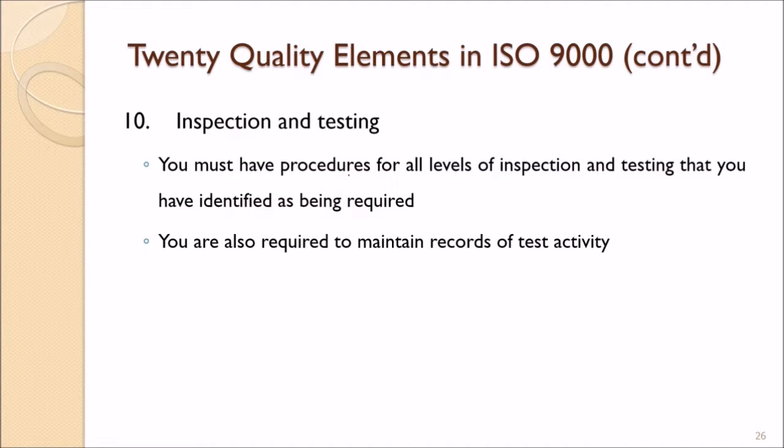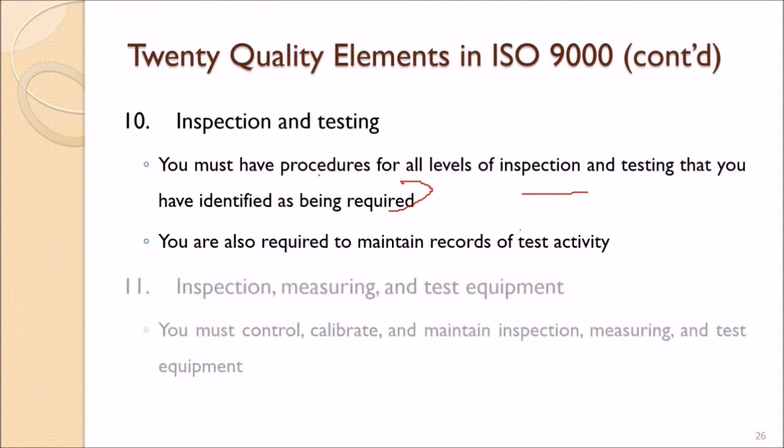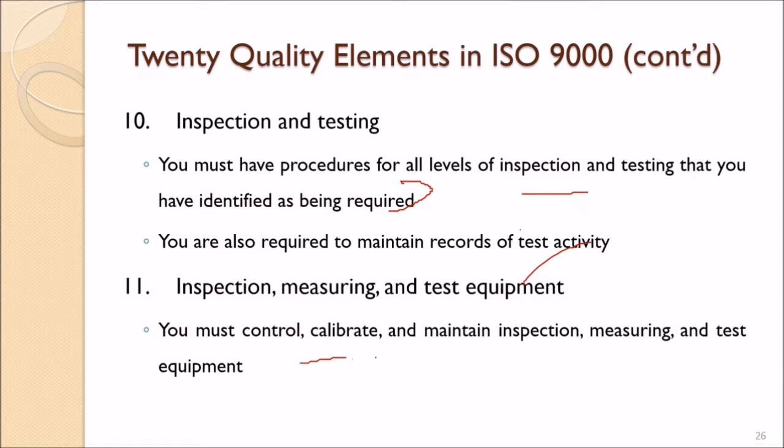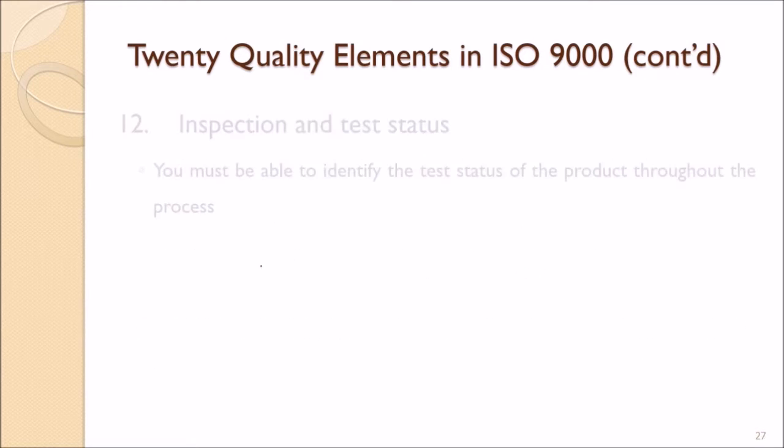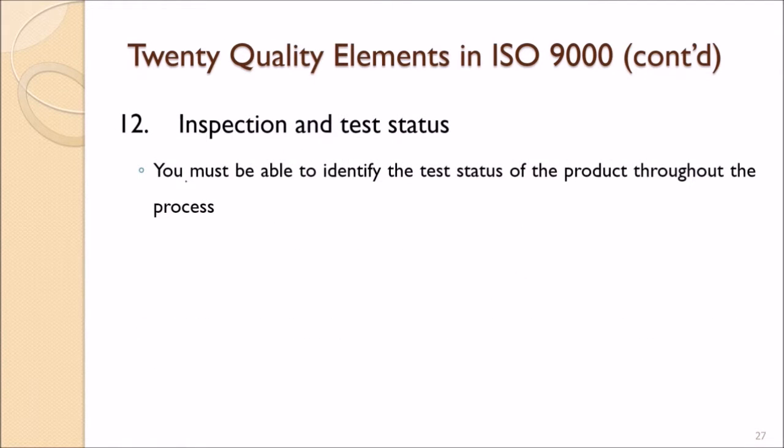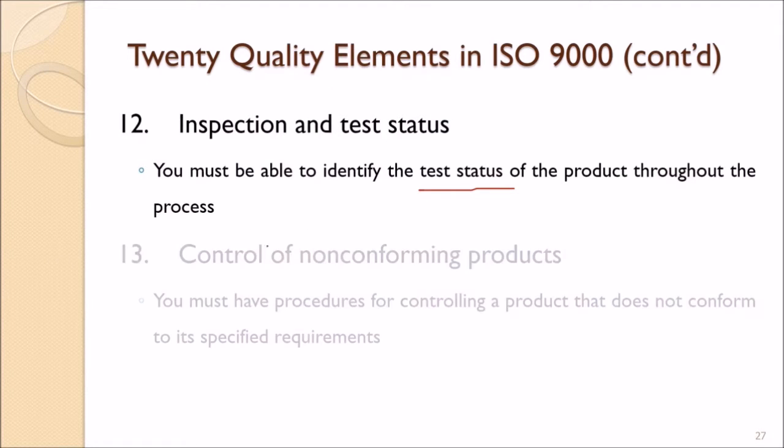You must have procedures for all levels of inspection and testing that you have identified as being required. You are also required to maintain the records of test activity. You are doing testing, then you have to record that also: what was done, what was found. Then inspection, measuring and test equipment. You must control, calibrate, and maintain inspection, measuring and test equipment. Inspection and test status. You must be able to identify the test status of the product throughout the process.